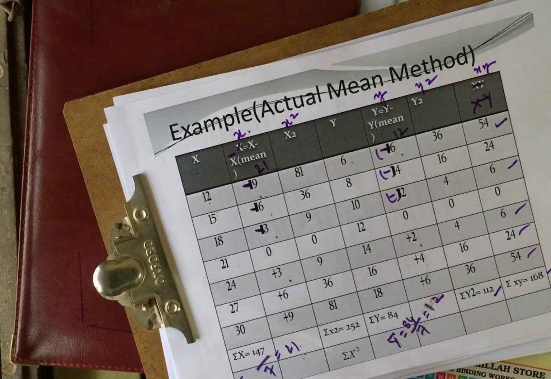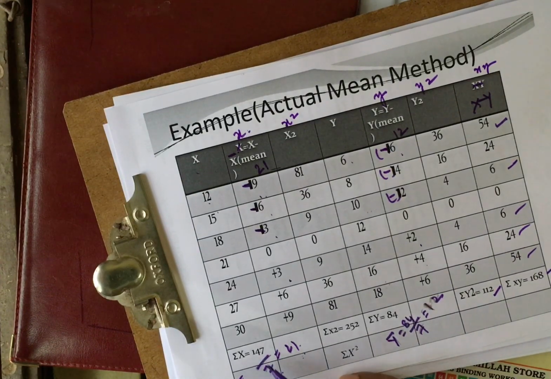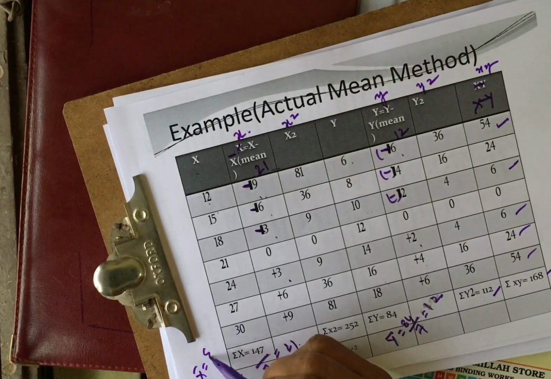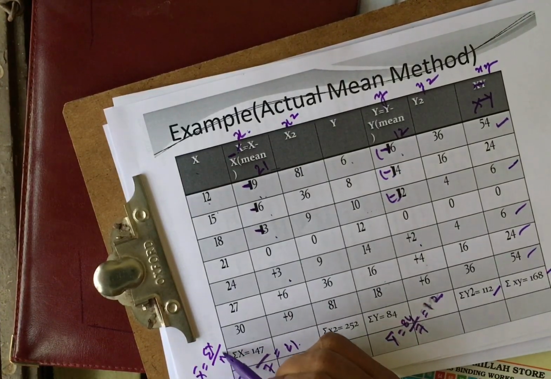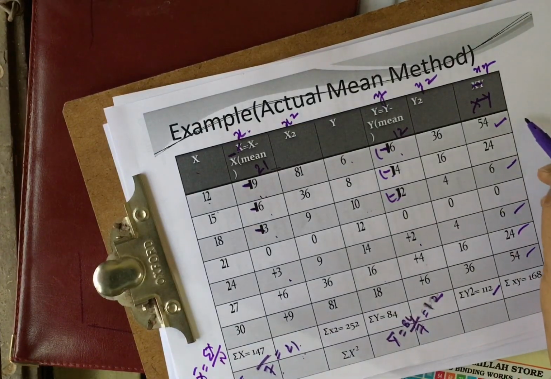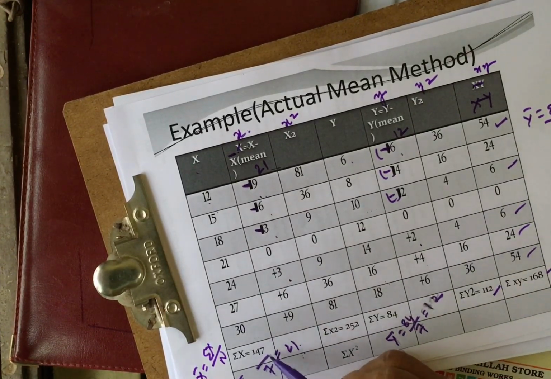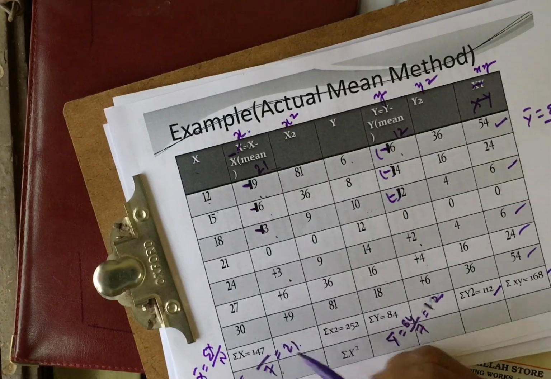So the x mean is calculated. The formula for calculation of mean: x bar is equal to sigma x by n. So y bar is equal to sigma y by n. So this is y bar. So here it is 147 by 7, 21, we got it.